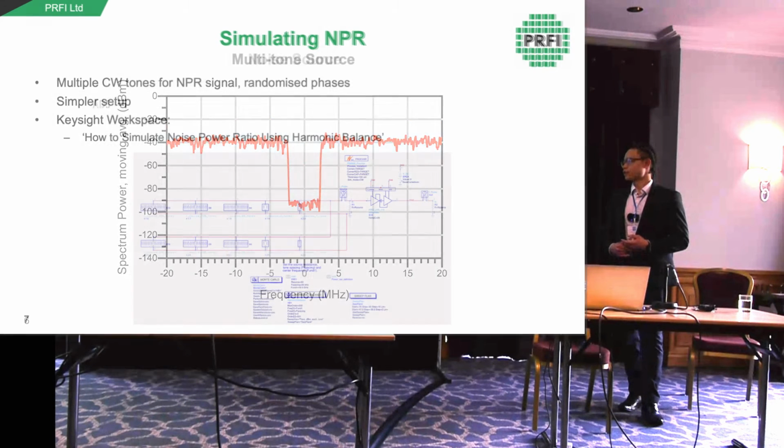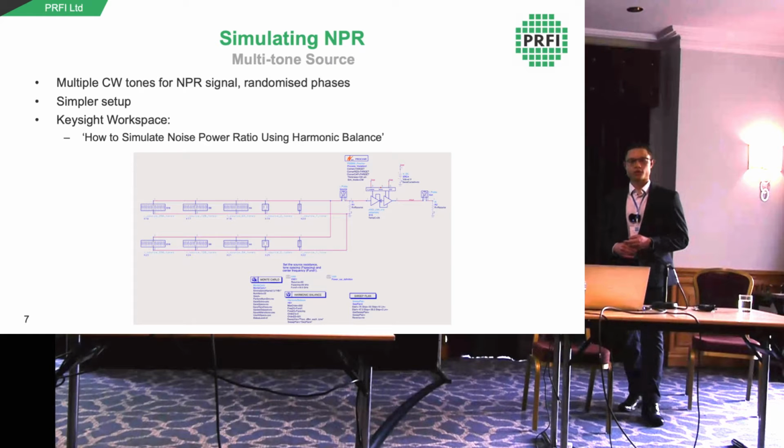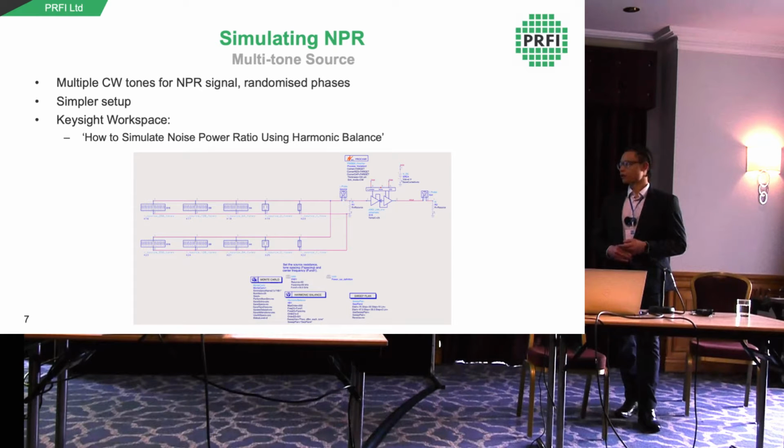This shows the alternative approach that we used, where the noise source was replaced by multiple CW tones, sort of approximating a more realistic signal. The phase of these tones was randomized to avoid them summing in phase and causing excessive peak to average power ratios. It may not look it, but it's a much simpler setup. You just have all the tones on the left-hand side with just different blocks in ADS to create them, so lots of current sources going straight into the amplifier.